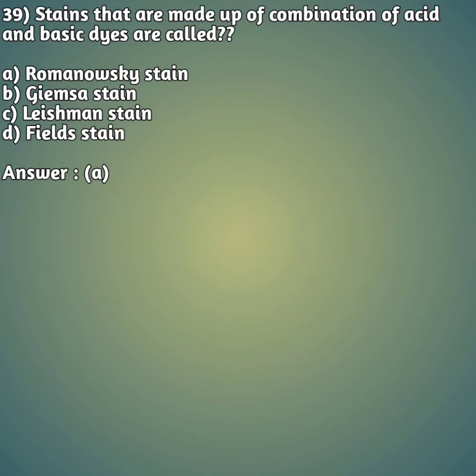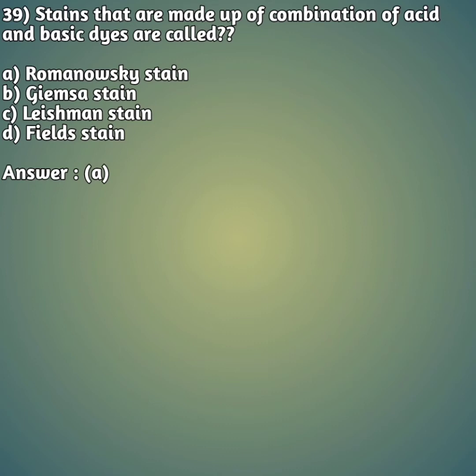Moving to our 39th question. Stains that are made up of a combination of acid and basic dyes are called what? Option A Romanowsky stain, option B Giemsa stain, option C Leishman stain, and option D Field stain. They are asking about the combination of acid and basic dyes, so obviously the answer is option A, Romanowsky stain, the kind of stain made up of a combination of acid and basic dyes.